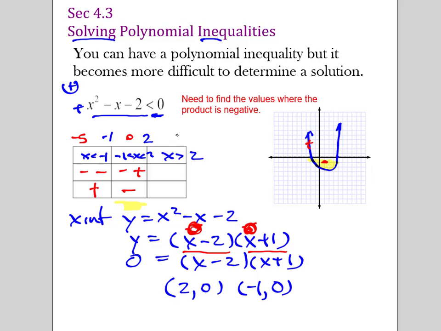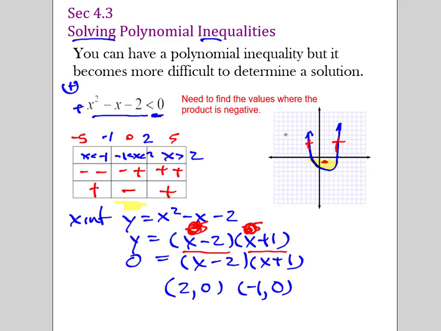And then lastly, let's choose 5. So we put a 5 in here, and we end up with positive times a positive is a positive. And that supports our graph, which we already knew the answer to. So the table format works. It's a great tool to have moving forward.